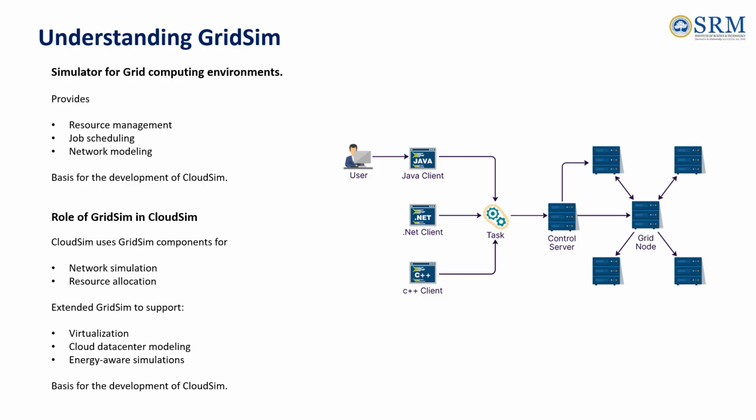Next, the control server sends tasks to different grid nodes. Grid nodes are multiple distributed computers connected together in a grid environment. Each node processes a portion of the task independently. The arrows between grid nodes indicate that nodes can also communicate and share information with each other during processing. Finally, after processing is completed, the results are sent back through the system to the user. So overall, this diagram shows how GridSim models distributed grid computing where multiple heterogeneous systems work together to process large tasks efficiently.